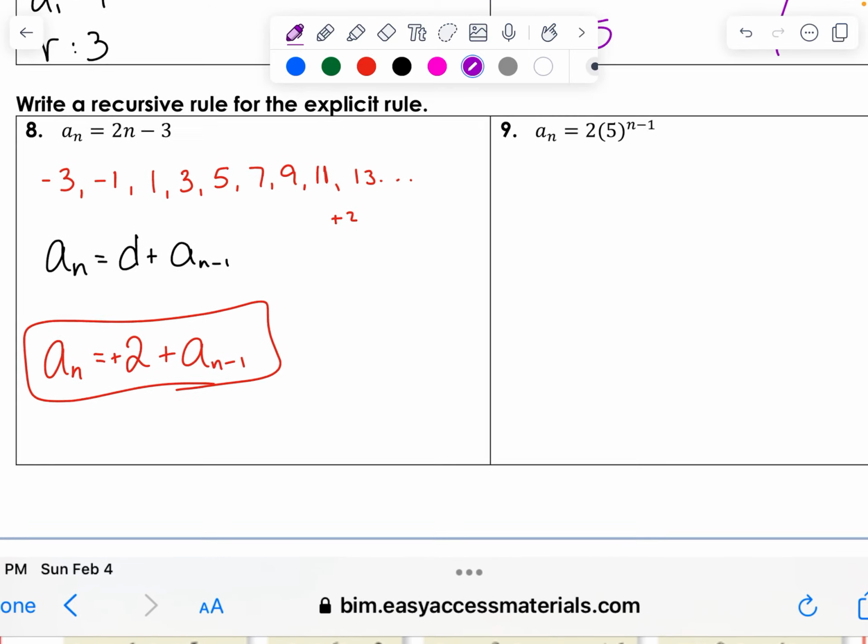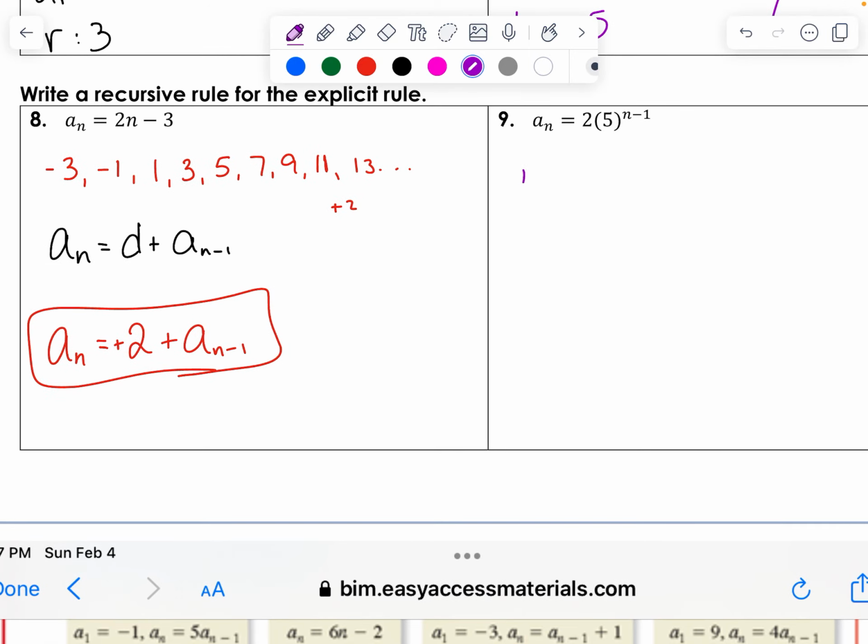On number 9, I have a geometric sequence, which you'll remember is a sub n equals my rate times the previous term. So I would pause the video again, make sure that we feel comfortable with that problem. Maybe try it again if you're not confident in your first answer. And then we'll check it again.